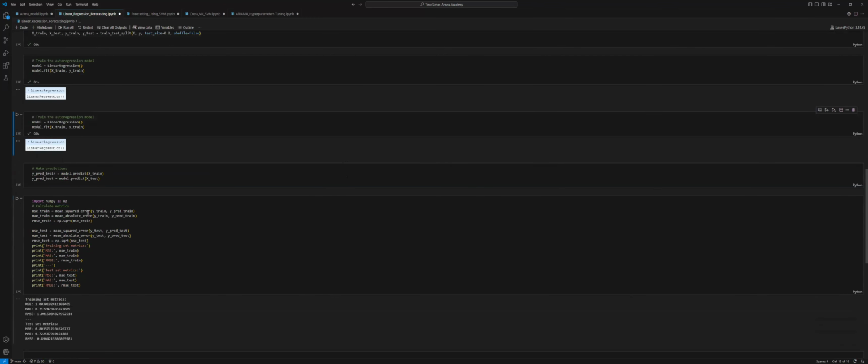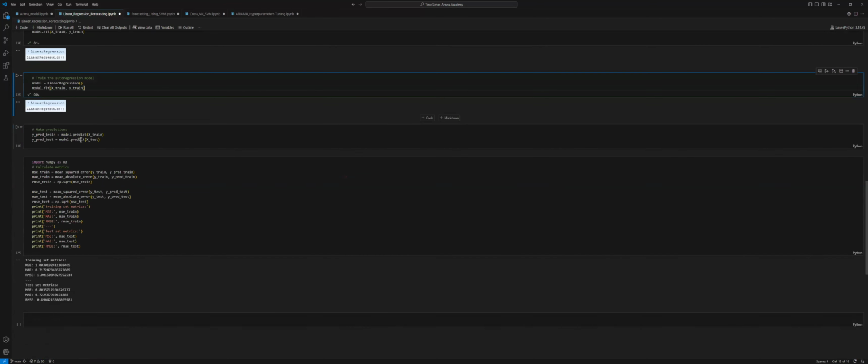Oh, I did the same thing. I have done it twice, sorry, so you can remove it. The next thing is to make predictions. So y_pred_train is equal to model.predict(X_train). Then we test our model: y_pred_test equals model.predict(X_test). So now we make a prediction on the train set and the test set.